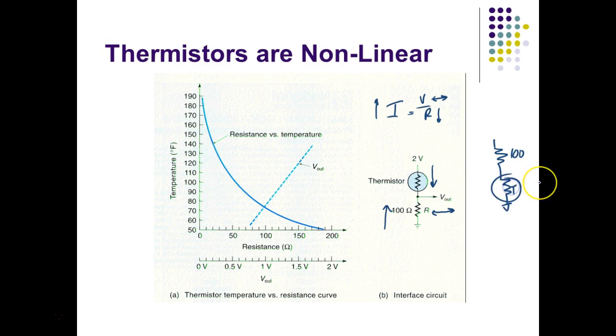Usually they'll put a T in there for thermistor. And now I take my output voltage right here. Now when this resistance goes down, it's going to drop less voltage. This guy here is going to drop more, but I'm taking it across the thermistor. So it all depends on what you want.